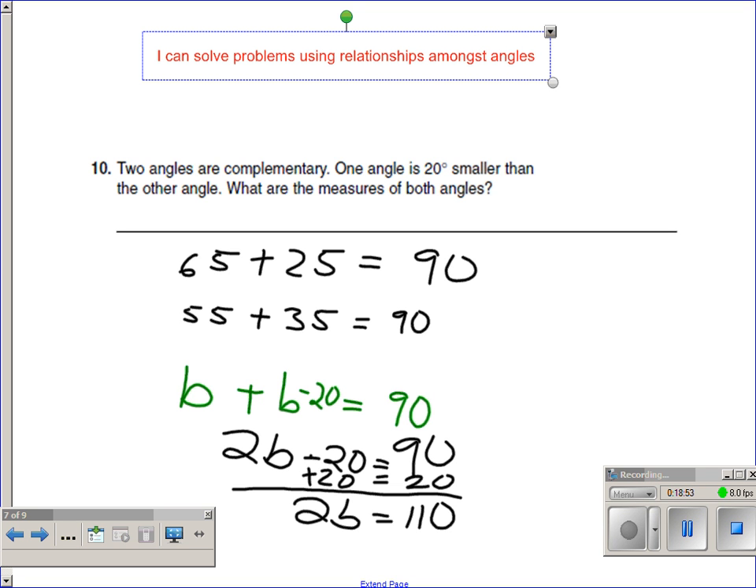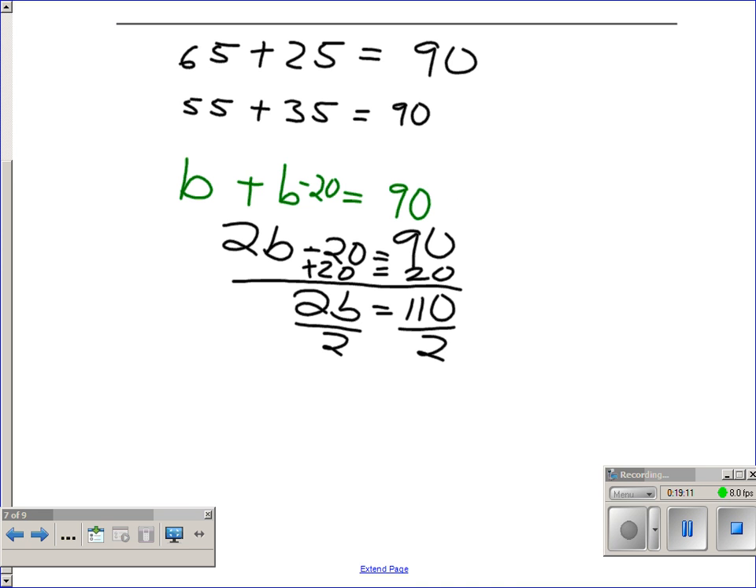You minus half of it. Say it again a little bit louder. To find 1B, wouldn't we divide it by 2? All right, so 2B divided by 2, 110 divided by 2, and so B is equal to 55. Isn't that what we got? And then this one right here would be 55 minus 20. What's 55 minus 20? 35. Everybody see how I did that?